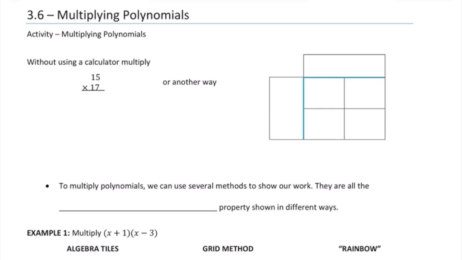Hello, class. Today we're going to take a look at 3.6, which is all about multiplying polynomials. Earlier in this unit, we talked about multiplying monomials, single terms, with a polynomial. Now we're going to talk about multiplying larger polynomials with other larger polynomials, possibly binomial by binomial, possibly binomial by trinomial. That's our goal for today.